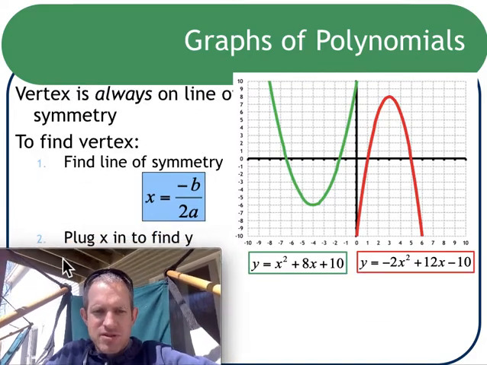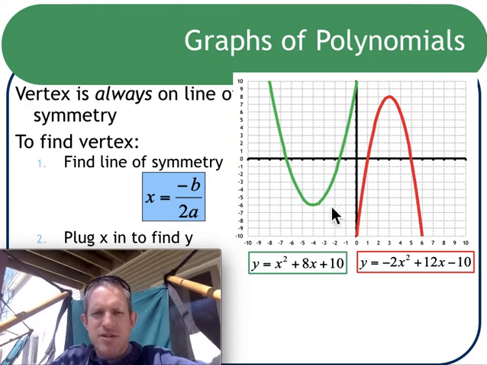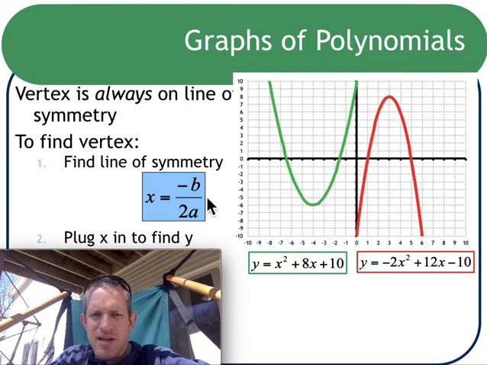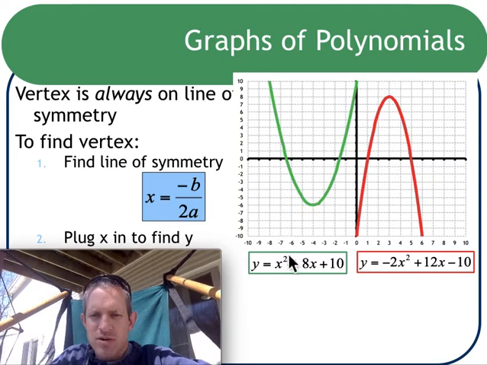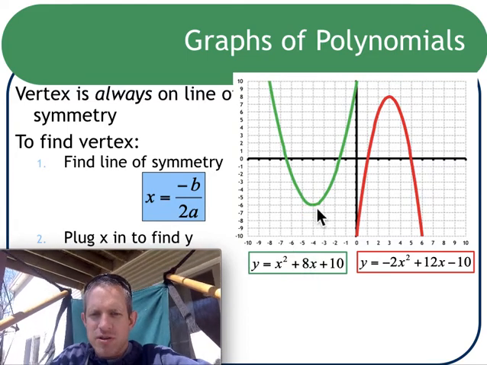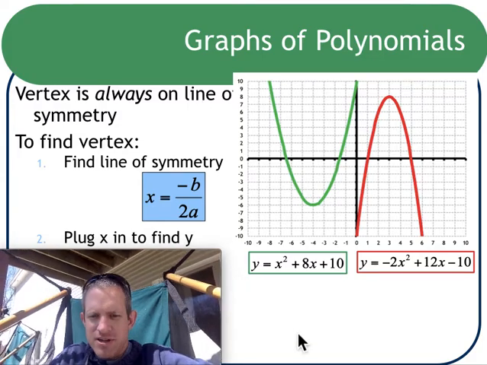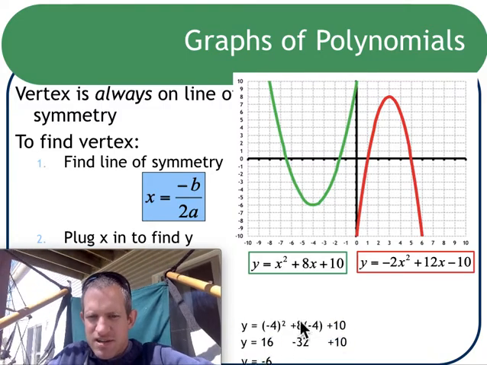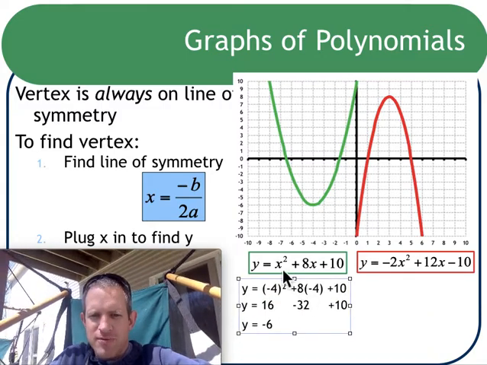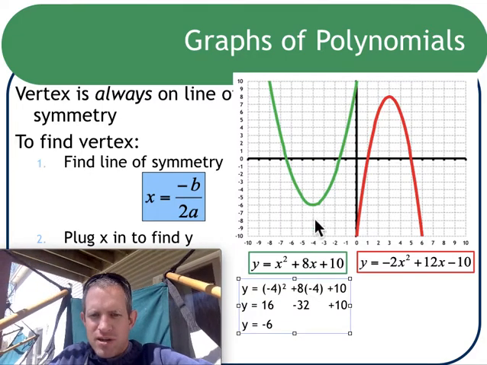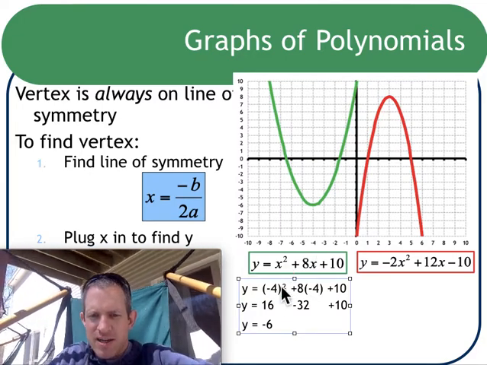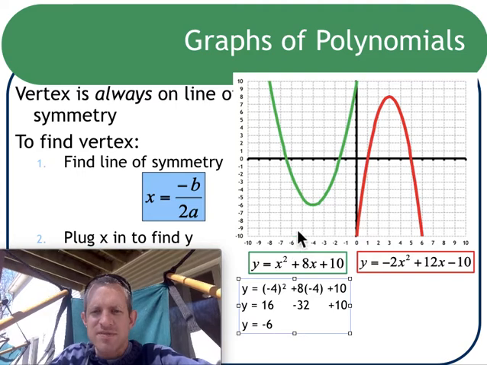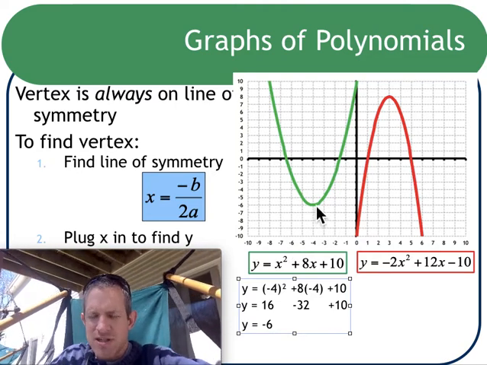So the next important feature about these graphs is the vertex. In fact, that's probably the most important feature. And to find the vertex, you first figure out what the line of symmetry is, and then you take that x-coordinate and you plug it into the equation to figure out what the y-coordinate would be. And so in this green graph, it looks like the y-coordinate probably is going to end up being a negative 6. If we didn't have a graph already, we could find it by putting in the negative 4 that we had gotten earlier for our line of symmetry: negative 4 squared, plus 8 times negative 4, plus a 10. You do all that calculating, you end up with a negative 6. Again, just where the graph suggested it would be.